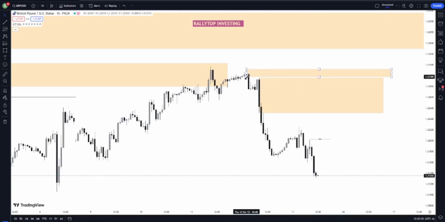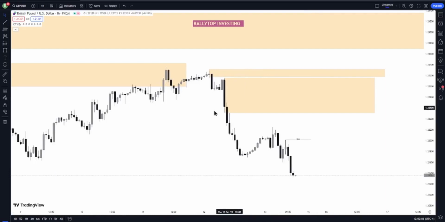I don't think this OB is mitigated. Let me see. We need to find out whether it is mitigated. The low of this candle is 1.23151, and the high of this candle is 1.23147. So there is a little imbalance there. There is a fair value gap there. So these are the 2 points of interest that we are looking at on the 1 hour time frame to take advantage of.